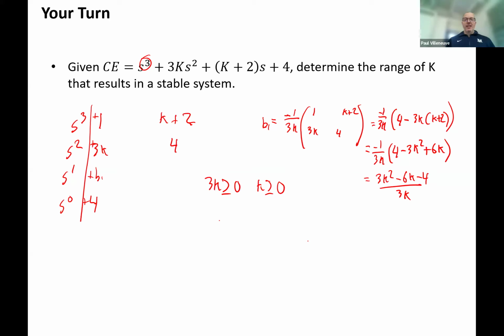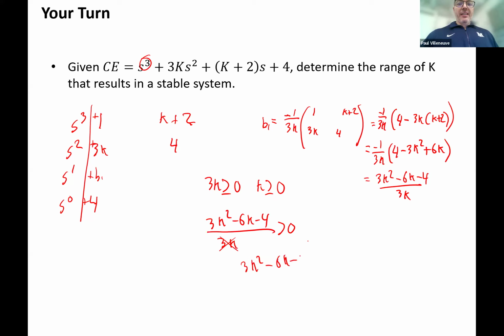That's an easy one. The next one is 3K squared minus 6K minus 4 all over 3K has to be greater than 0, right? So this K being greater than or equal to 0, we also have to be careful because this can be infinity, but that's okay. We can cross that out. So 3K squared minus 6K minus 4 has to be greater than or equal to 0. What do we do now?